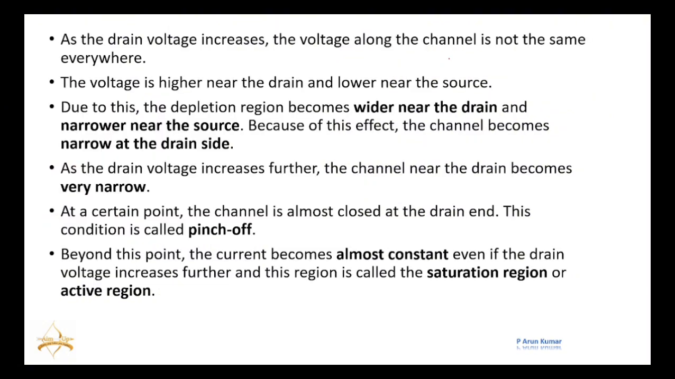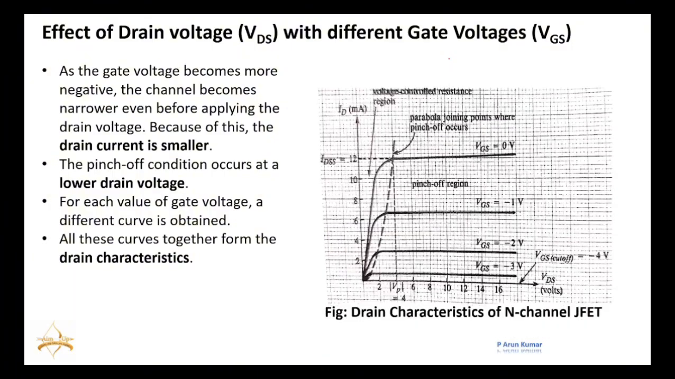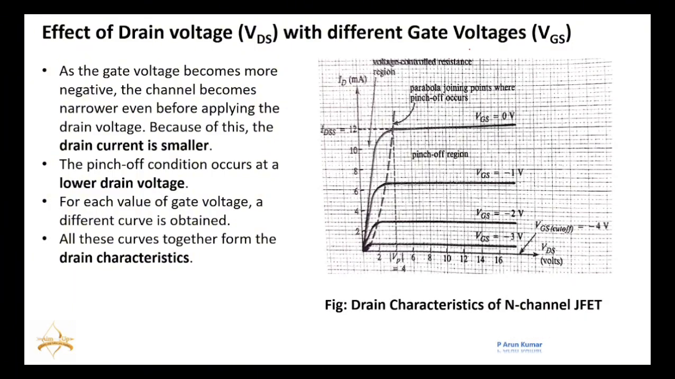Just take a snapshot of this one. What are the things we have discussed? The same things are there in points format. This is the graph when VGS equals 0. And this is the case when VGS equals -1, VGS equals -2, like this. If I slowly increase VGS in the negative direction, the effective channel goes on decreasing, so the maximum current also decreases, right?